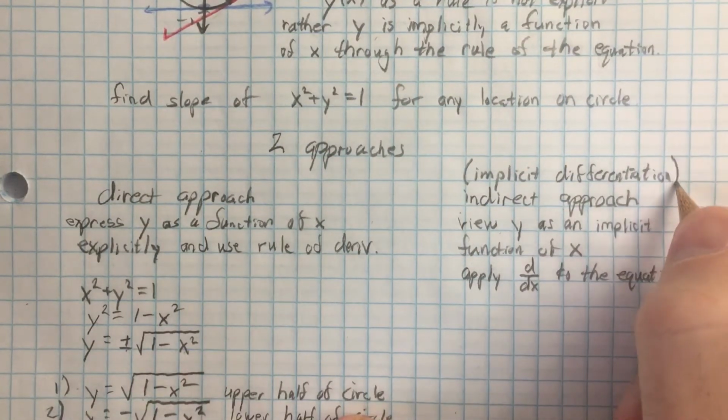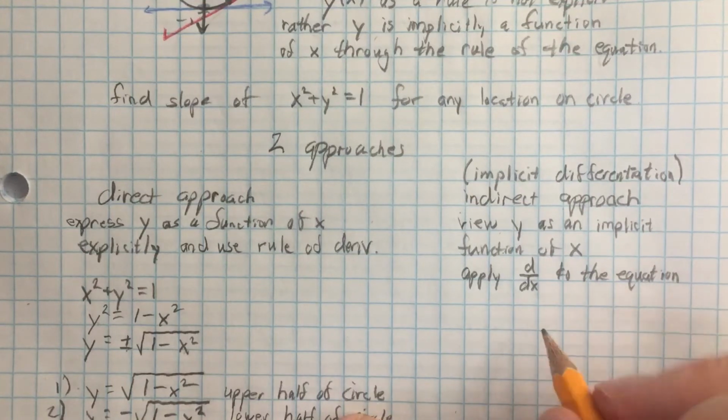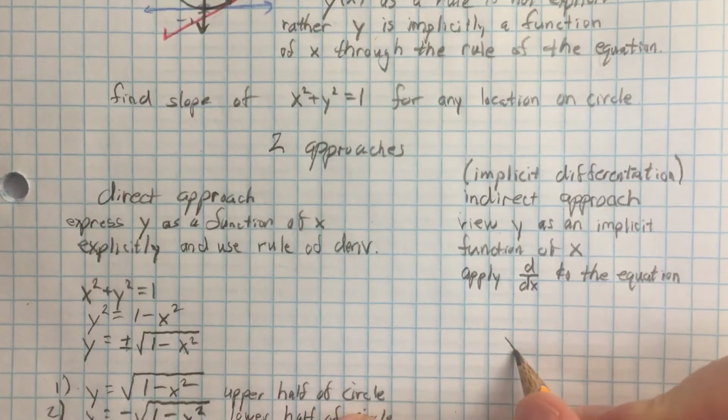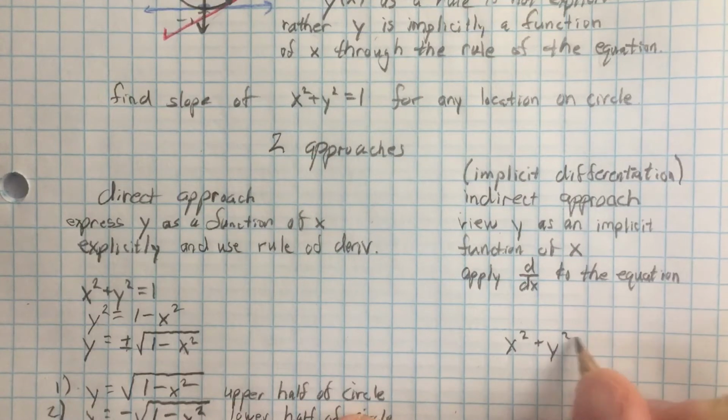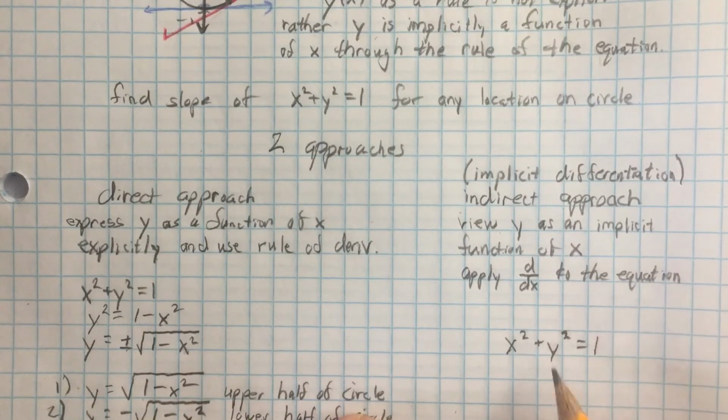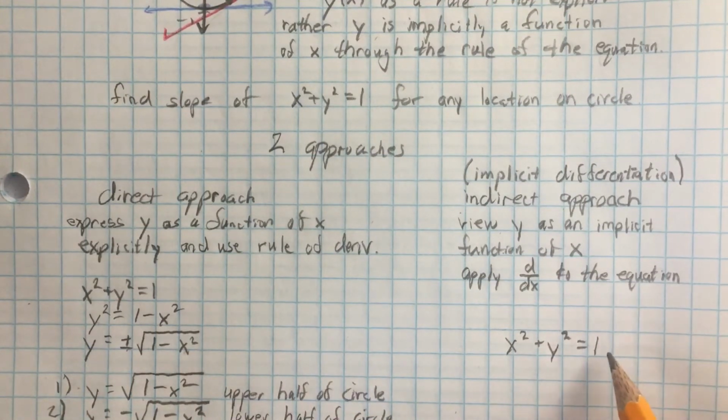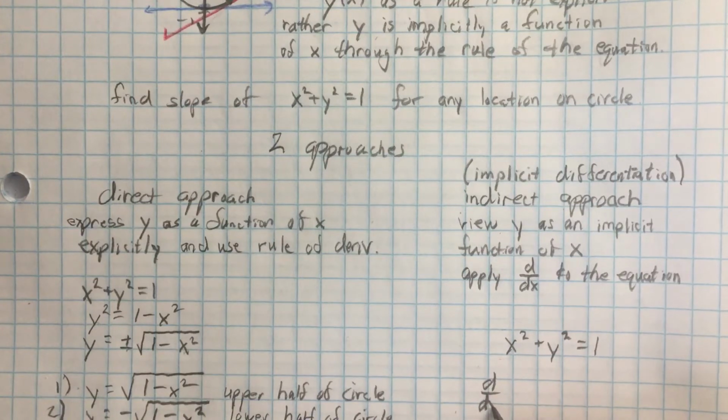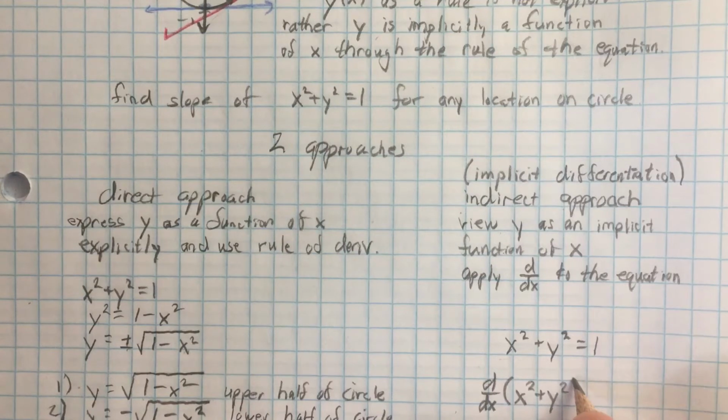Okay? So let's see how that looks. We had x squared plus y squared equals 1. Since the left-hand side is the same as the right-hand side, the slope of the left-hand side must be the same as the slope of the right-hand side. So I should be able to apply the derivative operator with respect to x or y, but I'm choosing x in this case, to both sides, and the result on each side should again be equal.